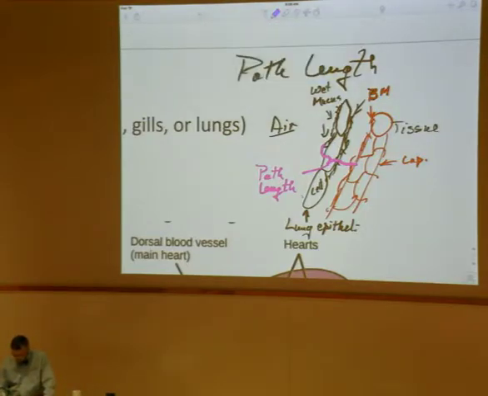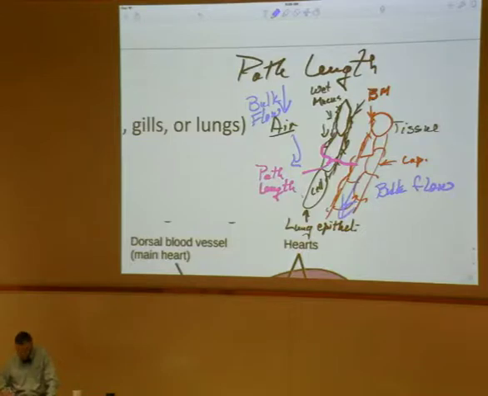Remember that we have bulk flow currents bringing air into a lung or across a gill, bringing water across a gill. And we have bulk flow in a capillary through the circulatory system. So bulk flow is pretty fast. That does not impose any more delay than the time it takes you to get blood from one location to another.